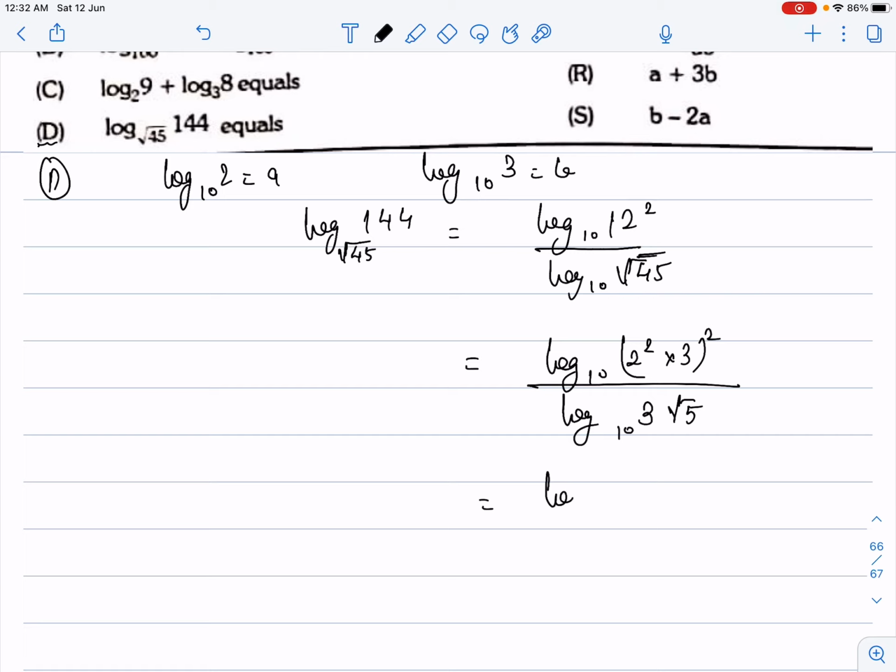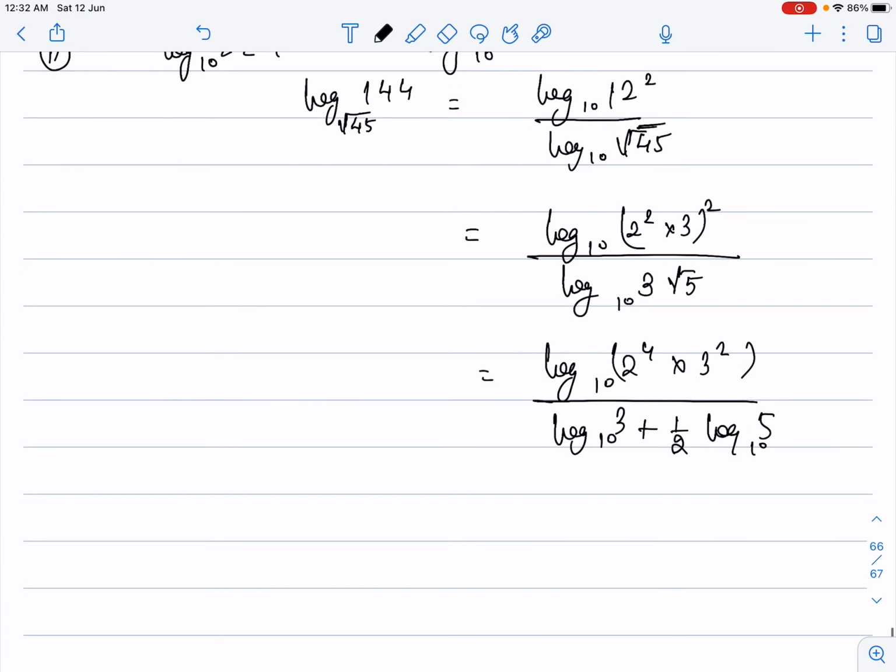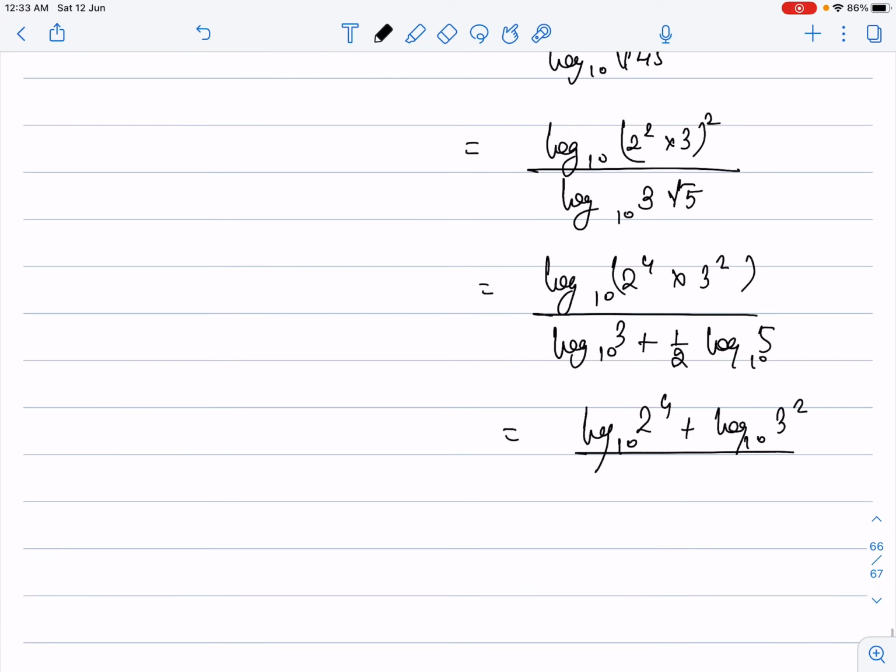We'll write log of 2 to the power 4 multiplied by 3 to the power 2, base 10, divided by log of 3 base 10 plus 1 by 2 times log of 5 base 10. Now the numerator will become 4 times log of 2 base 10. Okay guys, I would be making it much simpler for you. You'll be writing log of 2 to the power 4 base 10 plus log of 3 to the power 2 base 10 divided by log of 3 base 10 plus 1 by 2 times log of 5 base 10.